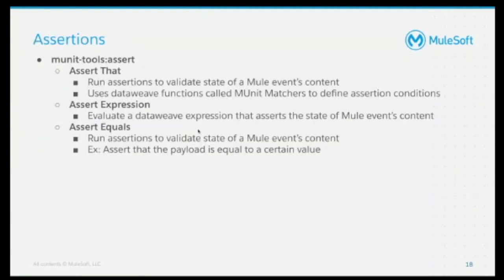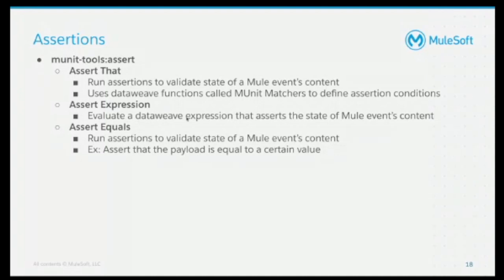Assert expression allows you to evaluate a DataWeave expression, and that DataWeave expression will assert the state of the Mule event. So whatever assertion you do, you can have it externalized in a DataWeave file, and you can use something called the DataWeave assertions library to write it. This is for complex assertions. When these inbuilt functions don't help you out and you need to do some more complex assertion, you can externalize it in a DataWeave file, using the DataWeave assertions library.